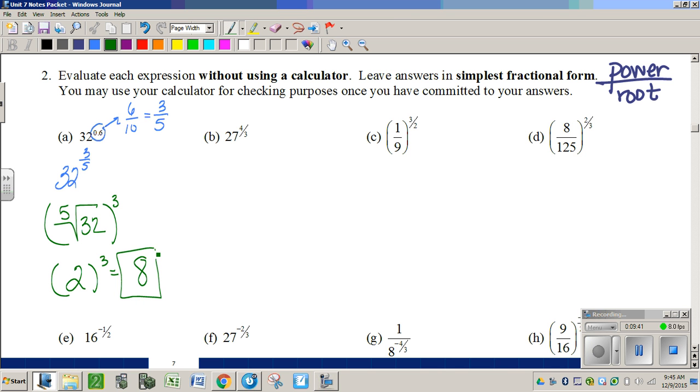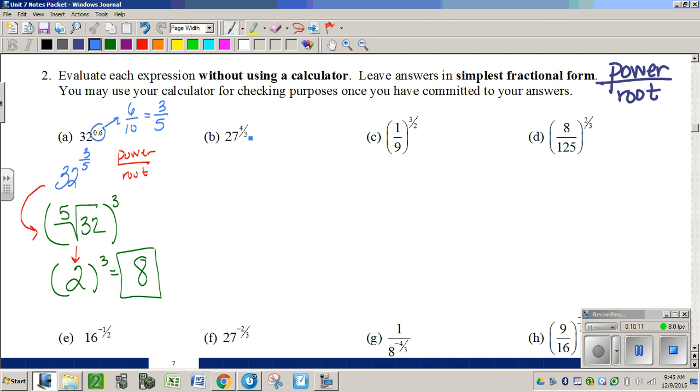So 2 times 2, 4, times 2 more, 8. So if you want to check it in your calculator, you can do 32 raised to the 3/5 power, and it's going to tell you the answer is 8. So on your quiz and your test, as long as you show all this work, so you show that you have it raised to the exponent, then you show your power over root, so your power was 3, root was 5. You take the root, so I took the fifth root of 32, and then I cubed it and got my final answer. So if you want full credit on those questions, make sure you show all those steps.